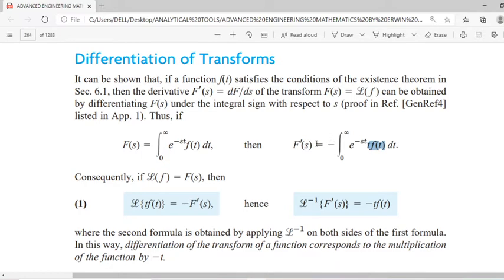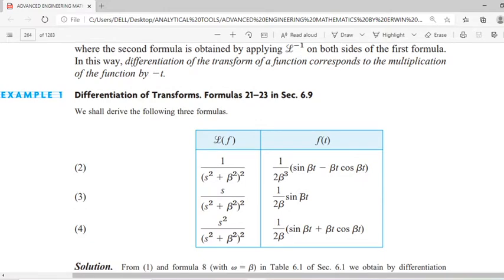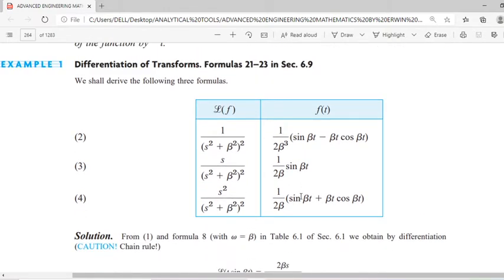That means F dash of s is equal to minus L of t f(t). Equivalently, we can say that L of t f(t) is equal to minus F dash of s. So normally we will have L inverse of F dash of s is equal to minus t f(t). So that is the inverse of minus t f(t). So we can derive these three formulas of Laplace transformation.